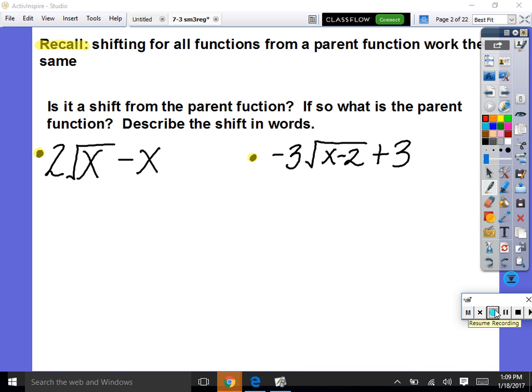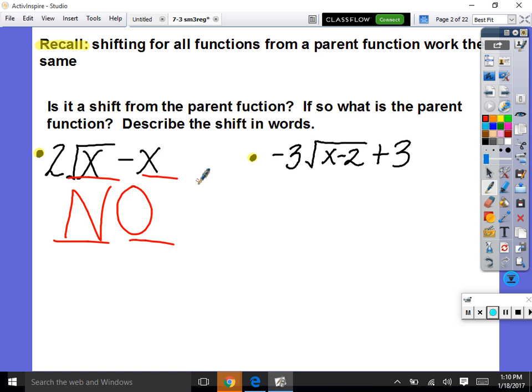Okay, so everybody, is this a shift from the parent function? No! This group got it back here. N-O spells heck no. Why? It doesn't really spell heck no, but in math it does, because this is a big no. Okay. Why is it no? There can't be 2 x's in a shift from the parent function. We've talked about that a lot, right? A few times. If there's 2 x's, it's not a shift from the parent function.